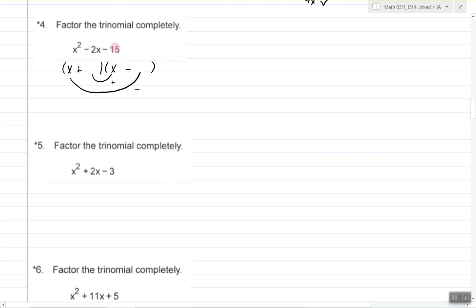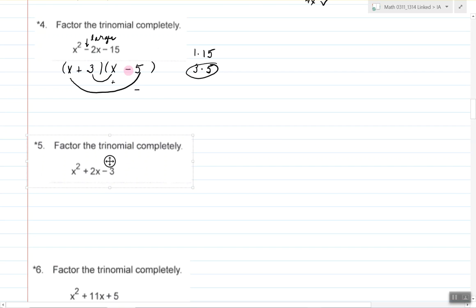Now to get a 15, it's either 1 times 15 or 3 times 5. Do any of those give you a difference of 2? These do. Does it matter where I put them? Yes. Because they have different signs, it makes a lot of difference where you put them. The sign of the middle tells you where you will put the larger. So I will put the 5 with the negative and the 3 with the positive.